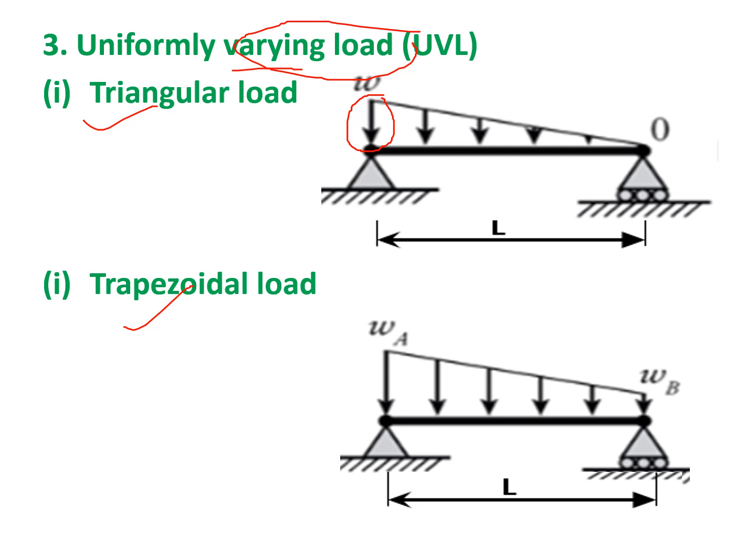The second one is the trapezoidal load. Again, the intensity is maximum here and minimum here, but it is not 0. So this trapezoidal load means it will start with some value and at the other end it is not 0, it again has some value. So that is the shape of a trapezoid. This is again a UVL because the intensity is varying uniformly, but the shape is like a trapezoid. So this UVL is known as the trapezoidal load.